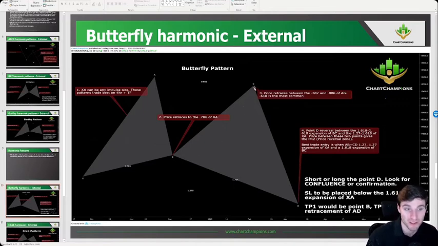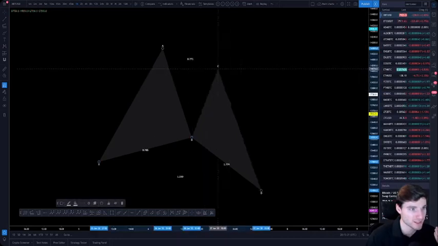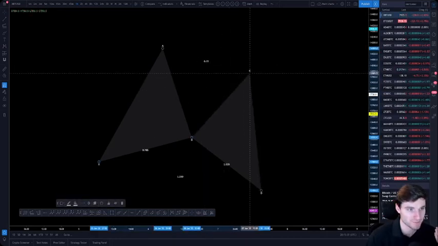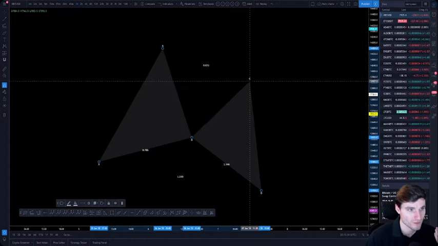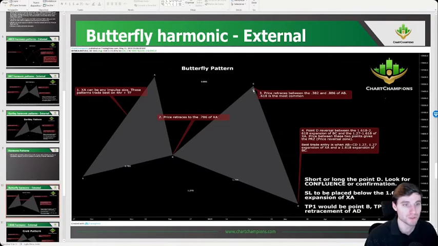So once you've hit your C, let's just put this in. We would like to see the 618. So looking at this number, moving to this 618, let's say. Okay, brilliant. Once we've hit the 618, we are then looking for an impulsive move down.